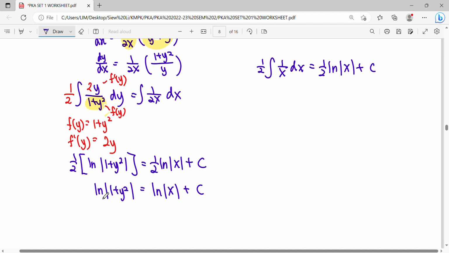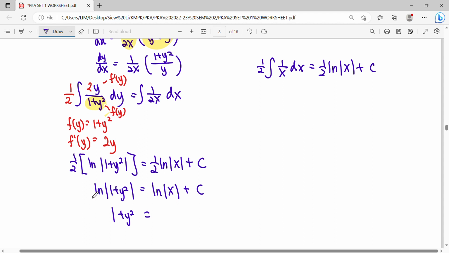Okay, then we remove this ln, unlog it. It will be 1 plus y squared. So don't confuse this with the modulus. This modulus just makes sure the function is always positive when it is together with ln. It doesn't mean that it is the modulus function. Always make sure the function inside ln is positive so that it will be valid.